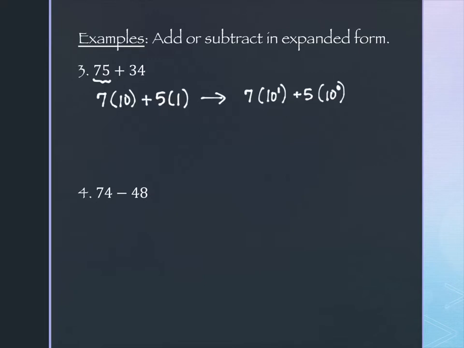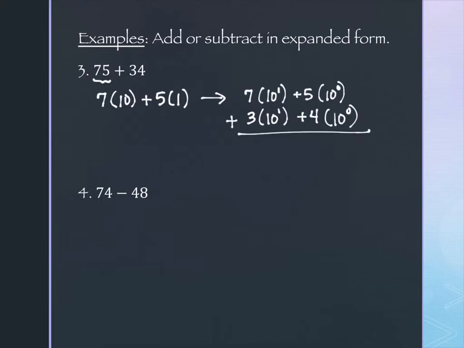I'm not going to write any more in this form. I'm going to jump straight over to the one on the right. If you need to see the one on the left, just write it down for yourself. That's okay. The next one is supposed to be 34, so it's 3 times 10 to the first plus 4 times 10 to the 0. And we're told to add these together.